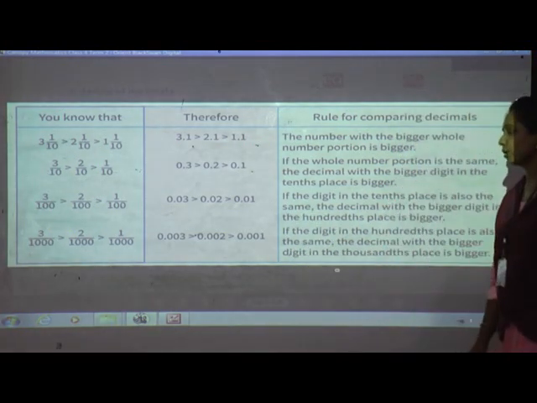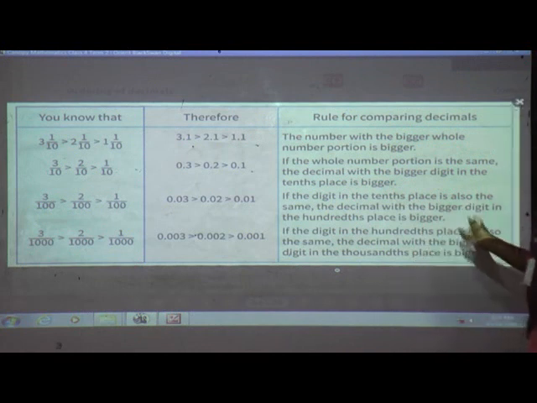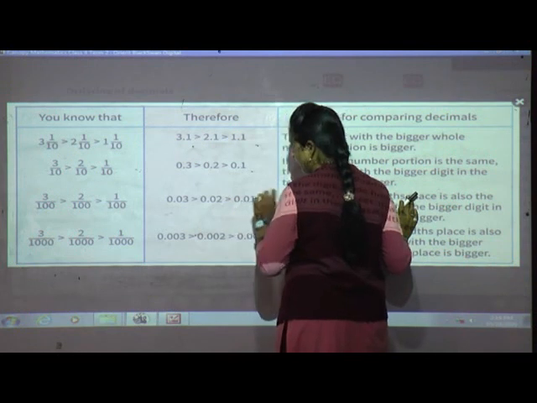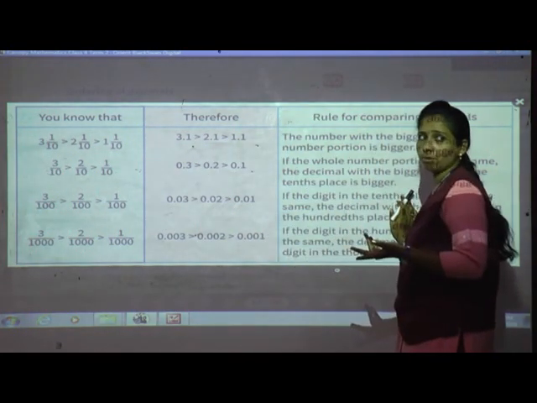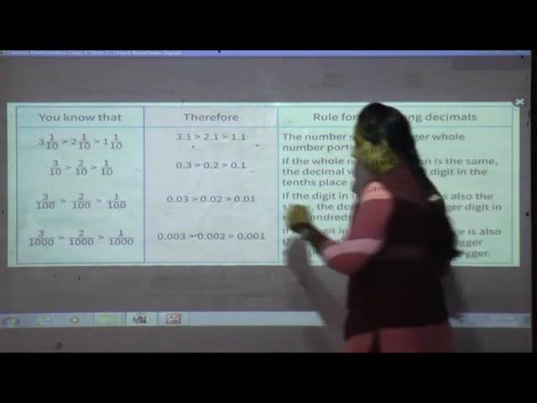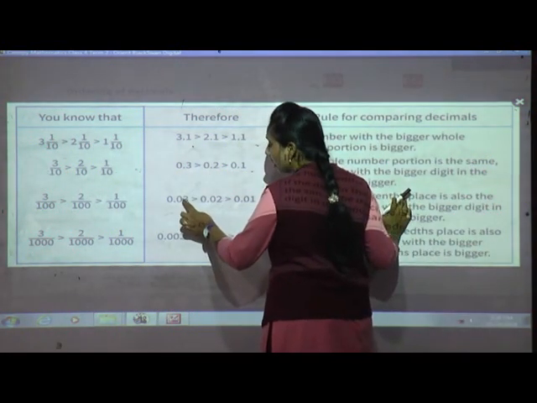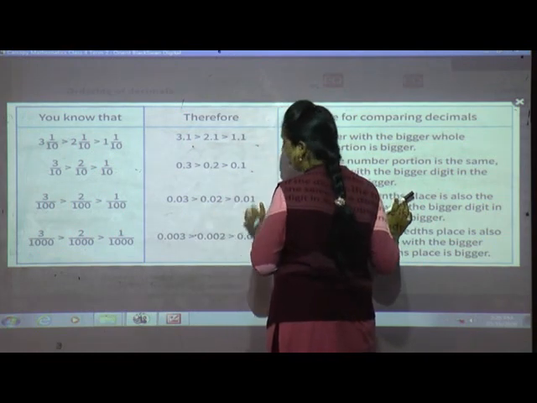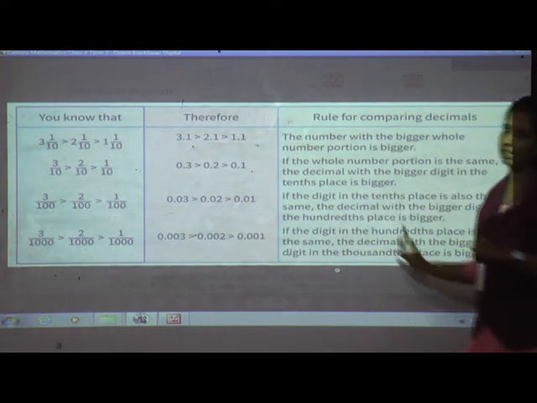So here what is the rule? If the digit in the tenths place is also the same, the decimal with the bigger digit in the hundredths place is bigger. Now in the tenths place 0, 0, 0. See, all are equal. So how do we compare? We have to go with the hundredths place. Now in the hundredths place which is greater? 3, 2, 1. So 3 is greater.